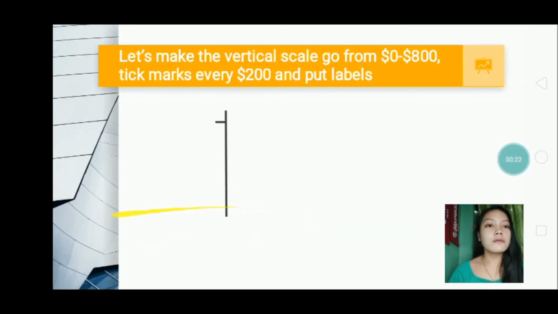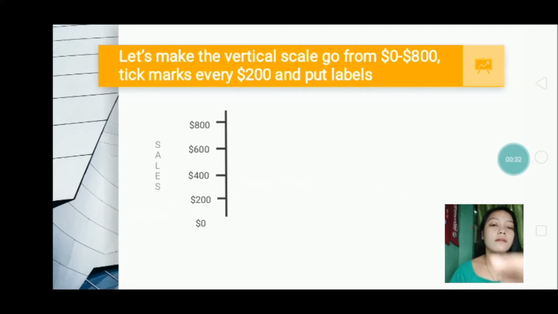So first, let's make the vertical scale go from 0 to 800. The interval that we will use is $200. So, the gap is 200 each. The next is to put labels. The label we are using here is sales. This sales is our y-axis, the dependent variable.